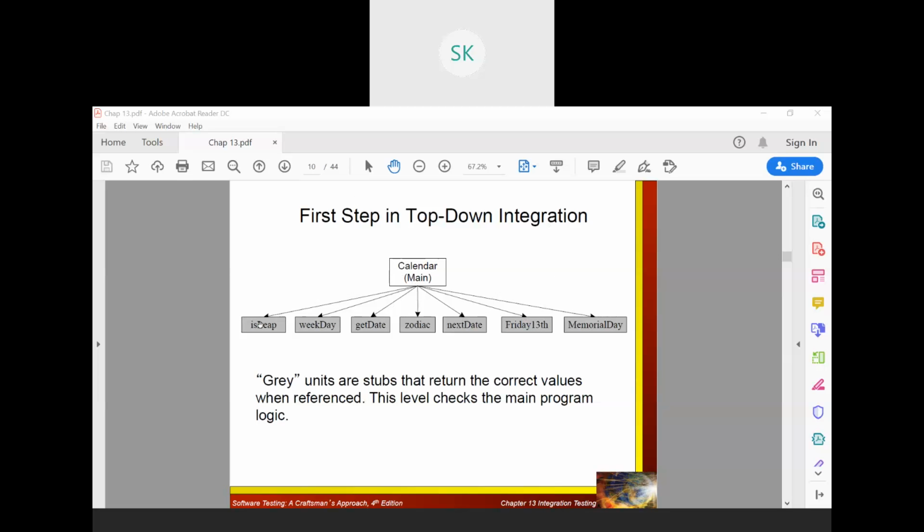That is gray color, whatever they have just listed. The block has been marked as gray color, right? Background is gray, right? So those units are called stubs. What is this particular stub? It is nothing but the functions that you have decided or you have just called. So where it will be referencing it to, it will be returning some correct values. This level checks the main program logic, whether the main program, whatever you have written, is working properly or not.